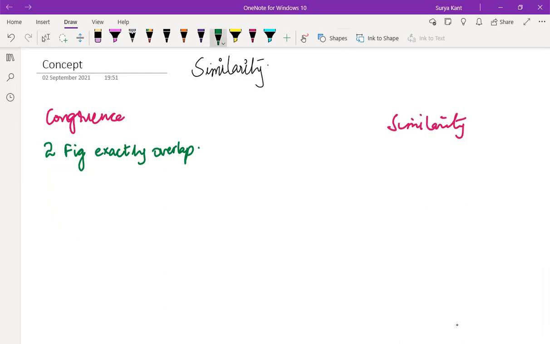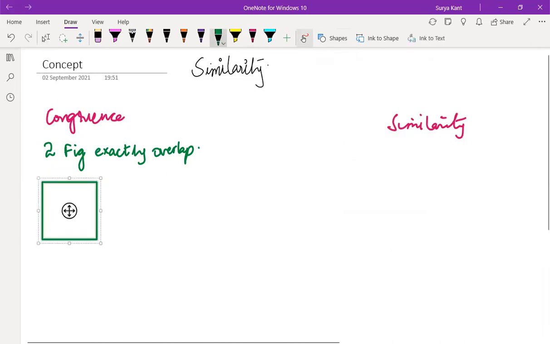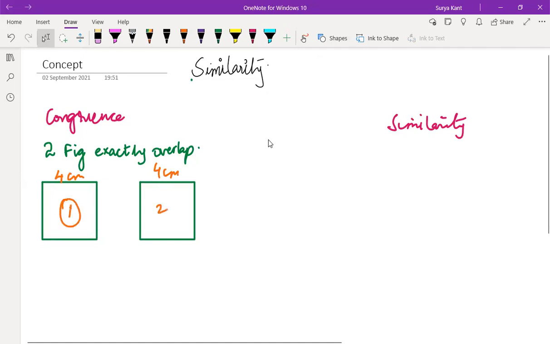I'm saying that two figures exactly overlap. Exactly overlap in the sense, children, see, this is one figure, and this is again one more figure. This is 4 centimeter, then all are 4 centimeter, this is also 4 centimeter. If you take the first figure onto the second figure, both figures will exactly overlap each other. So both are squares and they exactly overlap.